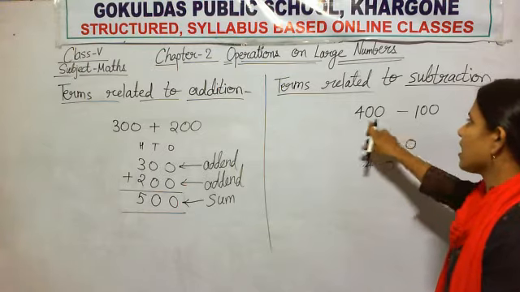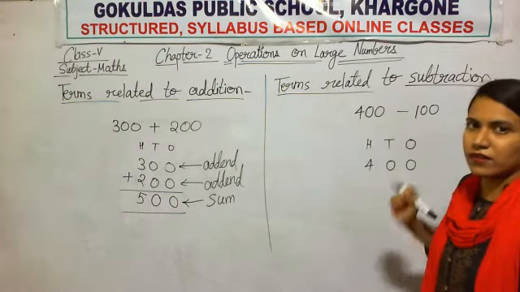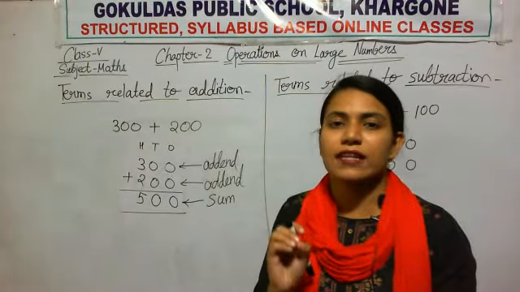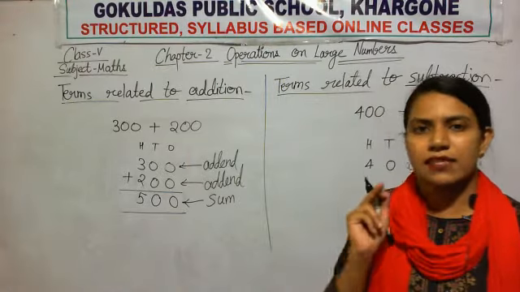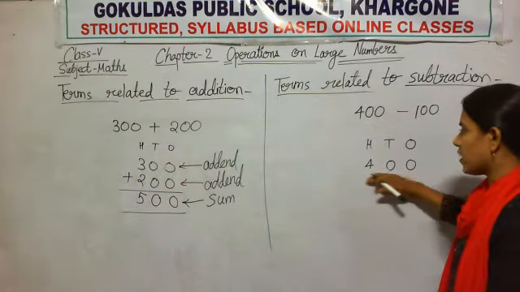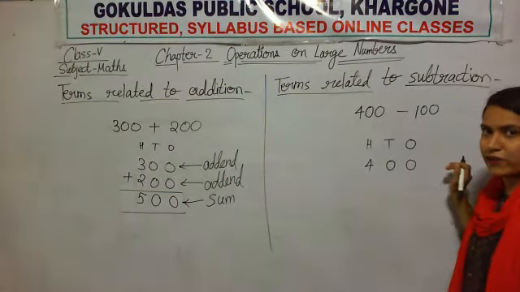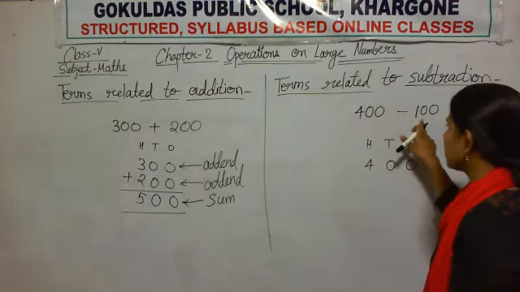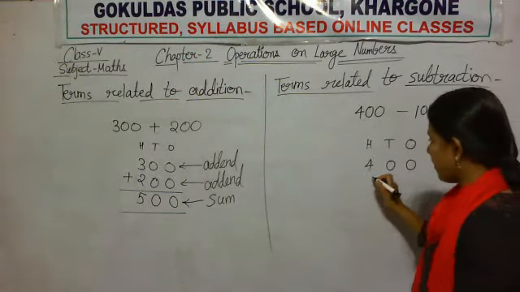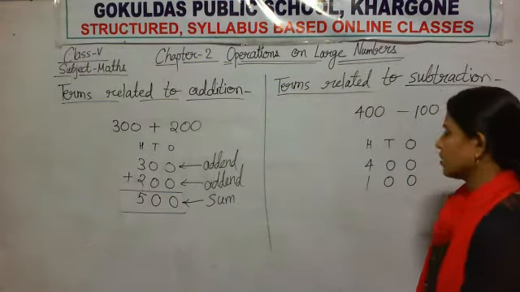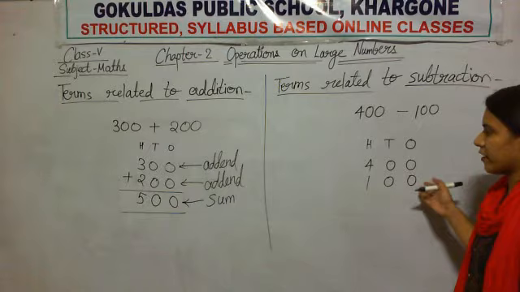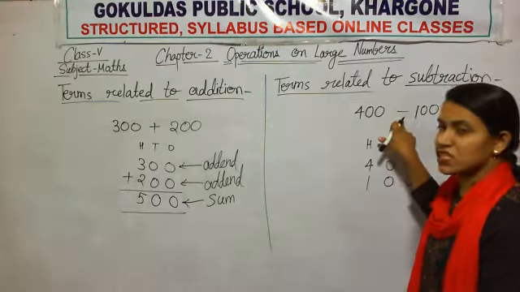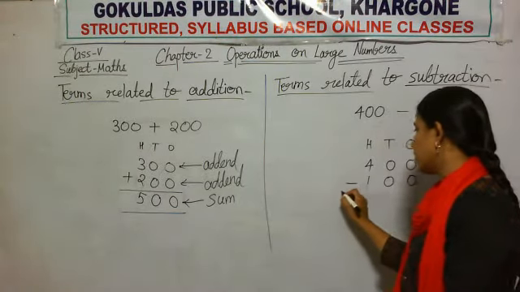Which one is larger out of these two, 400 or 100? 400 is larger. So we remember in subtraction we always write the larger number at the top, in the first position. So I have written 400 first, then 100 is the smaller number, so I will write it in the second row. Now you have arranged the numbers column-wise. Now see which operation you are going to perform. You are going to perform subtraction, so you will put the minus symbol.